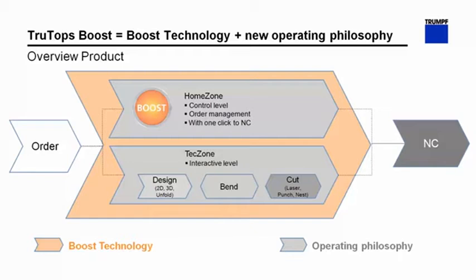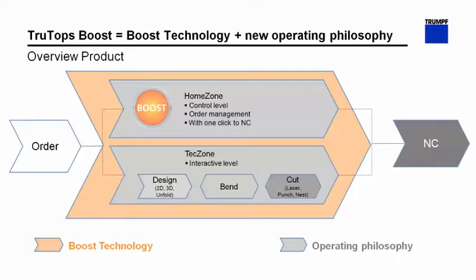The first step, or first level, is the so-called home zone. It's our central control level and also order management. Very central is the boost button, and you get to your INC by clicking the boost button and starting the automatic calculations. And the second level is our TecZone, containing all the technologies and, for the first time, a 3D CAD system.